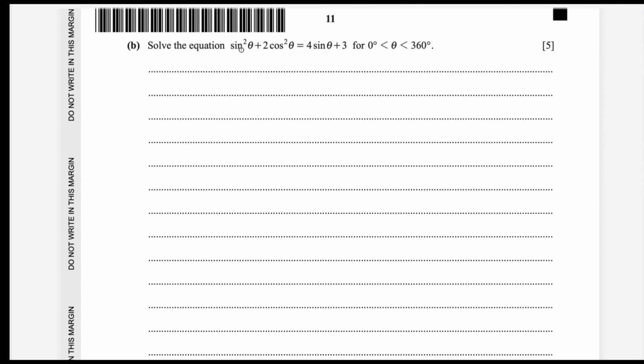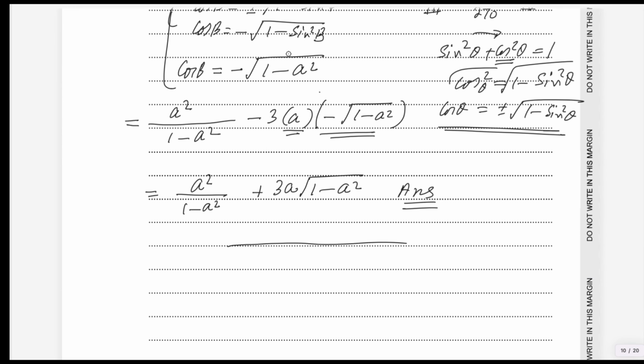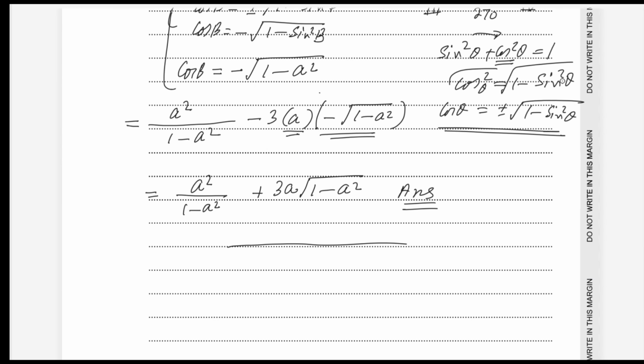Solve the equation sin square theta plus 2 cosine square theta equals 4 sin theta plus 3. We have to use the same identity to solve this one. The best thing is to replace the value of cosine square theta. I already told you, cosine square theta is 1 minus sin square theta.